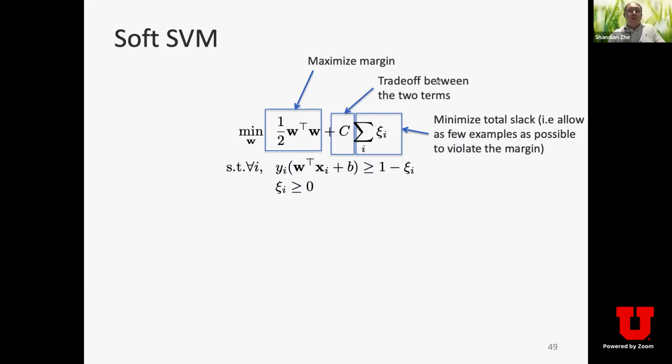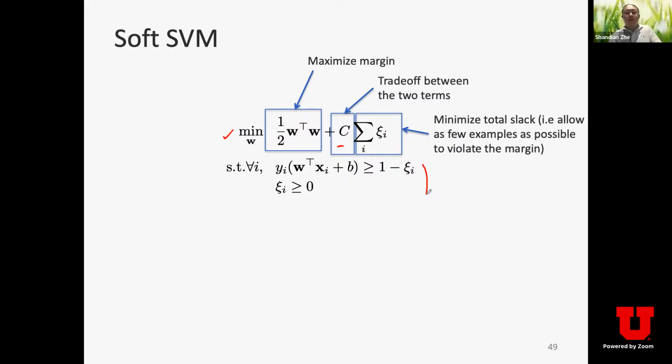So the trade-off between the two terms is reflected by the hyperparameter C here. And again, you have to tune this hyperparameter for different applications. Now, given this soft SVM formulation, how do we minimize that? Although we only have one level of optimization, those constraints are not easy. So we're going to first explain one simple way of doing that.